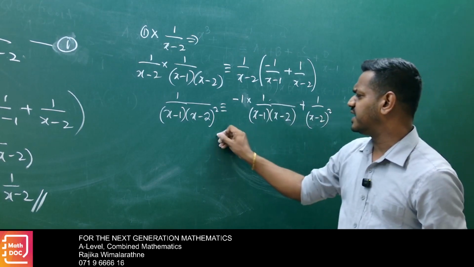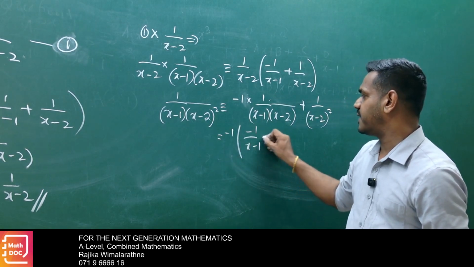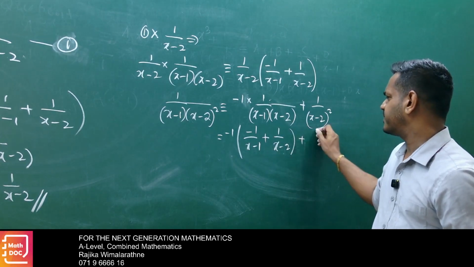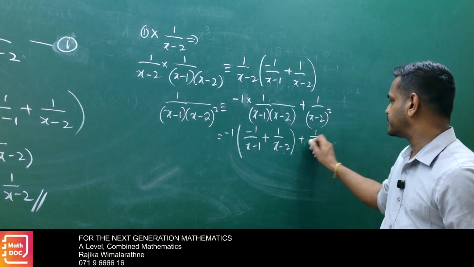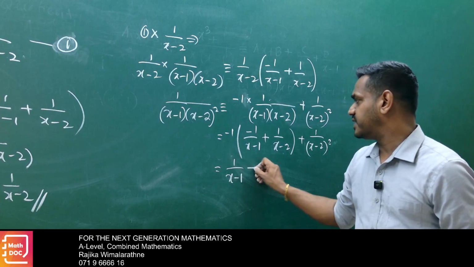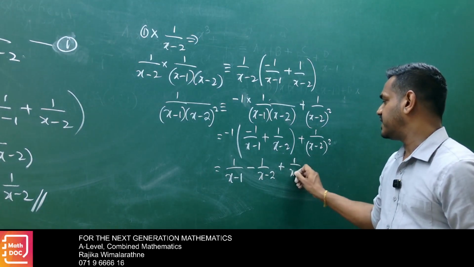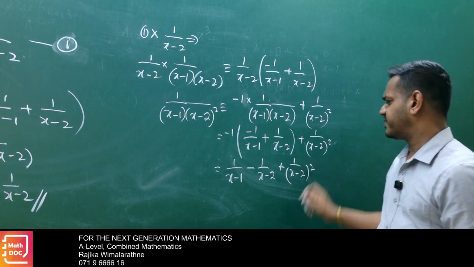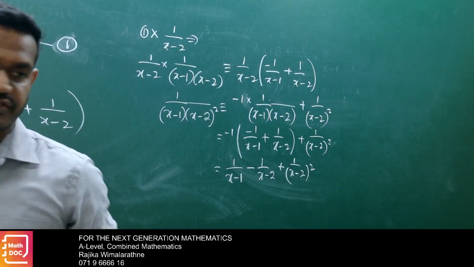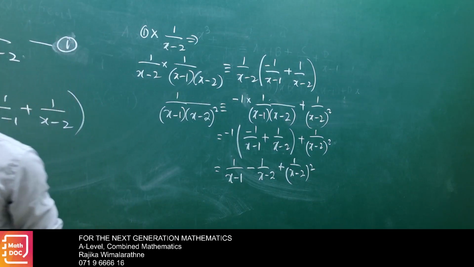Then for this, again, rewrite partial fractions: minus 1 over x minus 1 plus 1 over x minus 2, and 1 over x minus 2 squared. So 1 over x minus 1 minus 1 over x minus 2 plus 1 over x minus 2 squared. That hence deduced part, you have to think. That instant you have to think.